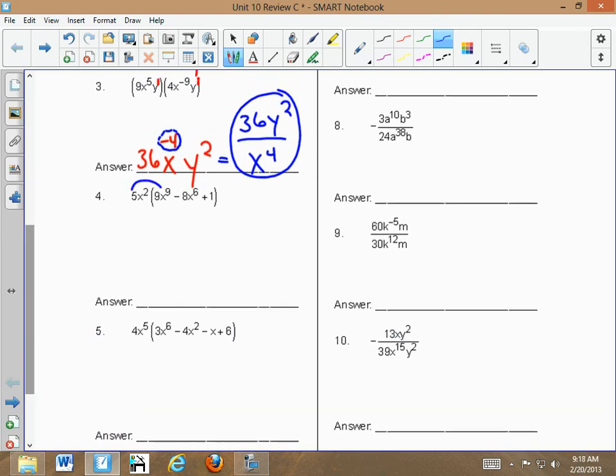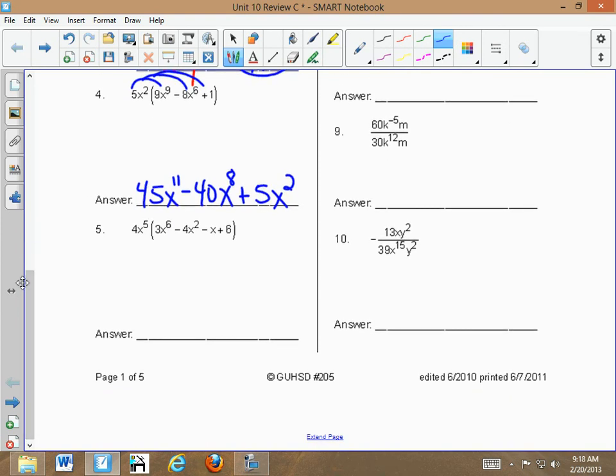Number 4, we are going to distribute. 5 times 9 is 45. I have 2 x's and 9 x's. That gives me 11 x's. 5 times negative 8 is negative 40. I have 2 x's and 6 x's. That gives me 8 x's. 5 times 1 is 5. I have 2 x's and no x's. That gives me 2 x's. X squared plus 0 is x squared. Same thing, number 5. There is a 1 here. I'm not going to go over number 5. It's just distributing, okay? Same thing I just did.